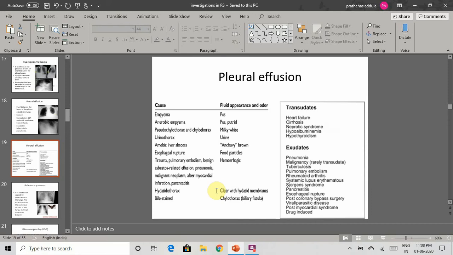Whereas exudates: pneumonia, malignancy, tuberculosis, pulmonary embolism, rheumatoid arthritis, SLE, pancreatitis, esophageal rupture, post-CABG, and viral parasitic diseases, post-myocardial syndrome, and drug-induced.